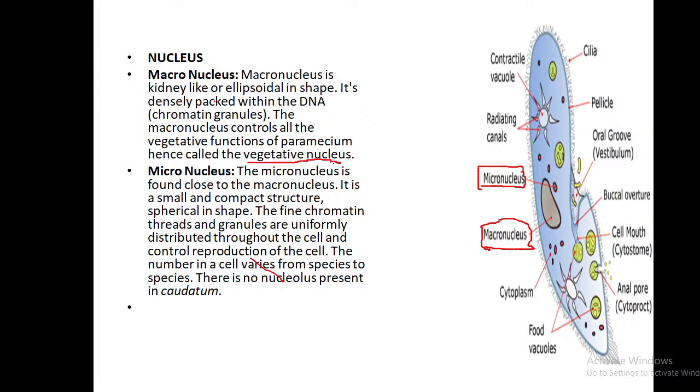Vegetative functions are nutrition, food intake, then excretion, then respiration of the cell. All of that is controlled by the macronucleus. So that is why, because it is controlling all the vegetative functions of paramecium, it is called a vegetative nucleus. Now next is micronucleus.